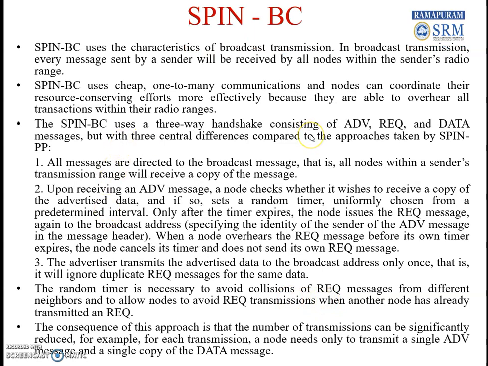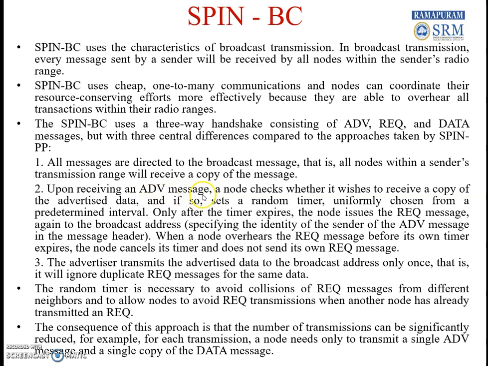And the BC. It is a broadcast transmission, where once data is received, that particular data will be broadcasted. That is, all the nodes within that transmission area, in the radio range, will receive the transmitted data. So SPIN BC again uses the three-way handshake protocol of advertisement, request, and data, similar to SPIN PP. All messages are broadcast messages. That is, all nodes within a sender's transmission range will receive a copy of the data.